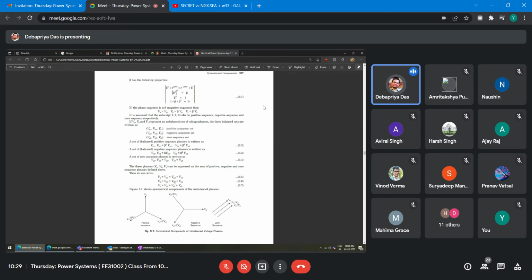Basically, if it is an unbalanced system, suppose A, B, C, all 3 are unbalanced, then an unbalanced voltage can be broken into 3 components: positive sequence, negative sequence, and zero sequence, such that the summation of these 3 will give you that particular phase voltage. So VA is equal to this much, VB is equal to this much, and VC is equal to this much. The unbalanced system we are breaking into 3 components.